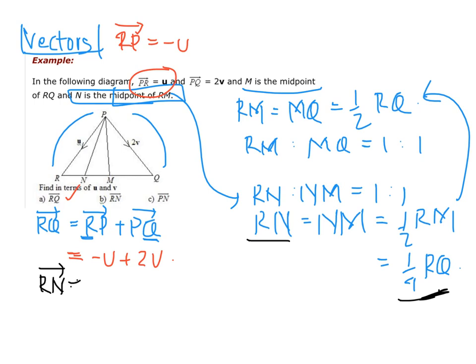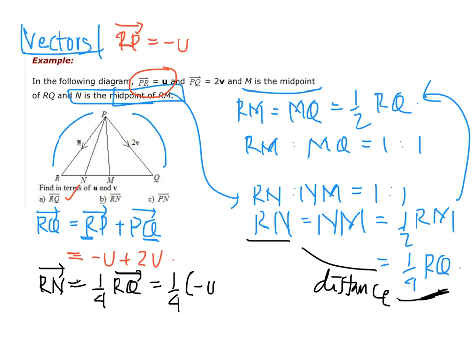That means, how about the vector? Does that imply the vector is also affected? Because RN and RQ here are talking about the distance actually. But does that imply the vector is also affected? Definitely. So RN will be a quarter of RQ. That means a quarter of negative U plus 2V. Definitely you can just simplify the thing.